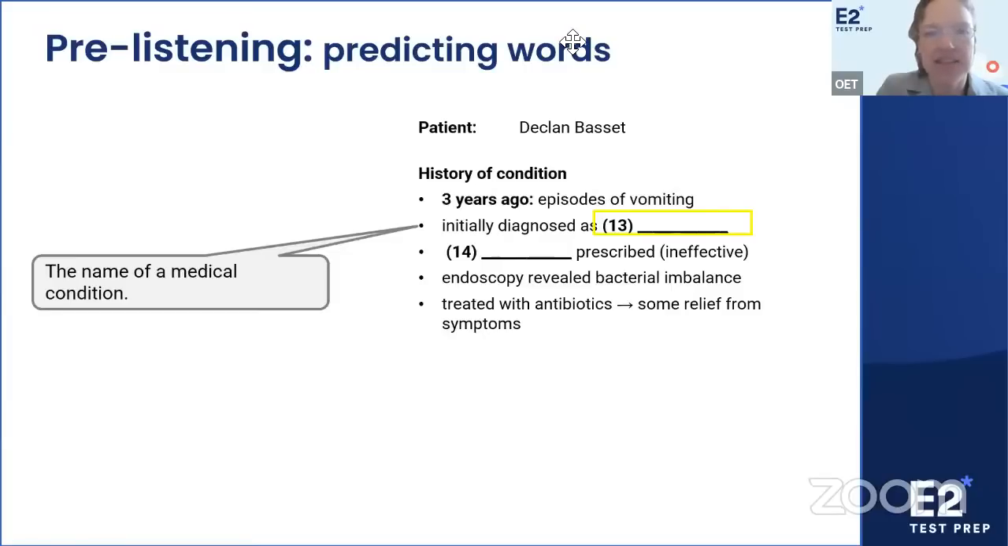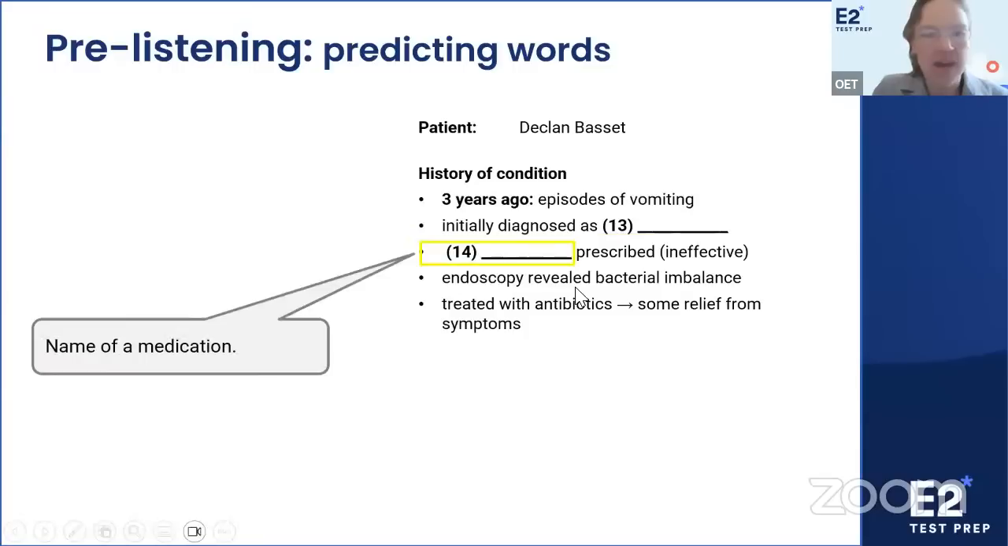Now, if anyone in the chat can tell me what might be the missing word there for 13, anyone in E2 in our chat here, can you tell me what might be the missing word for number 13? For number 14, yeah, Nino's saying GERD. For number 14, well, we've got the verb prescribed afterwards and the hint it was ineffective, but it will probably be the name of a medication. Yeah, exactly, Ahmed is saying that.